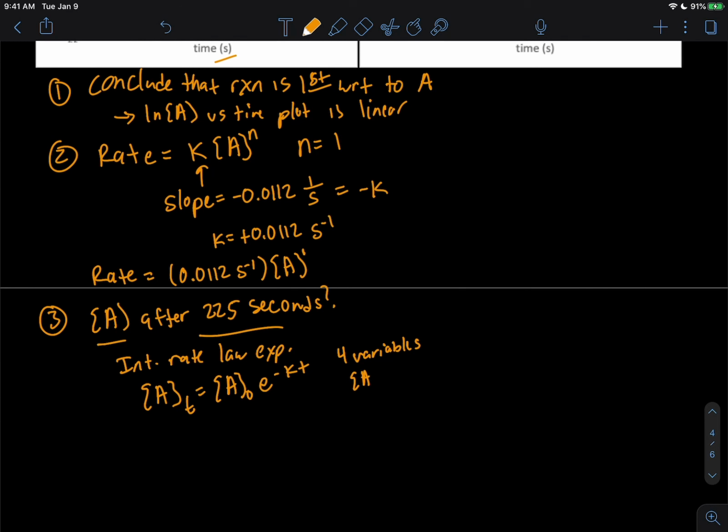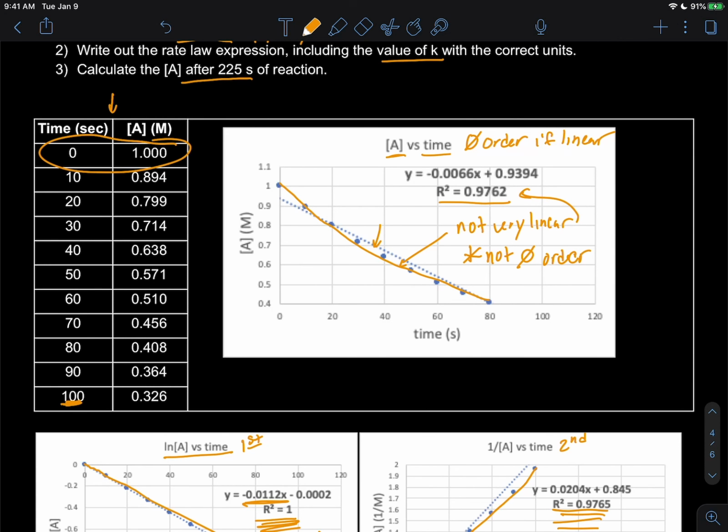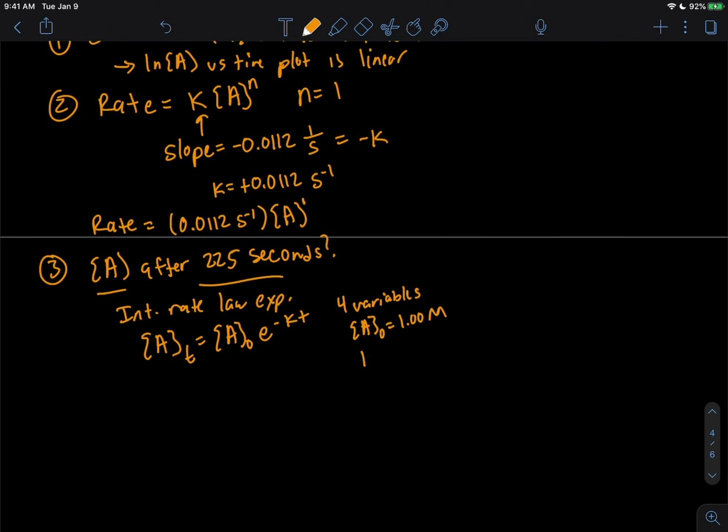Well, we know our original concentration was 1 molarity. Now, how do we know that? Let's scroll up for a second. At time equals 0, we had a concentration of 1 molarity. So we know that's our original concentration. We know that our k value is 0.0112 inverse seconds. And we know our time is 225 seconds. So now we can go ahead and plug that in.